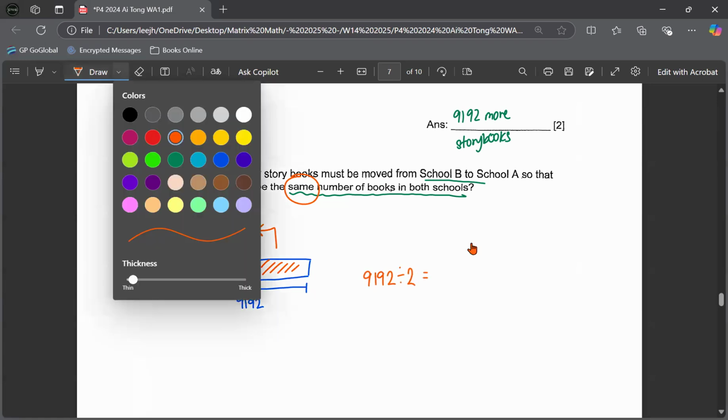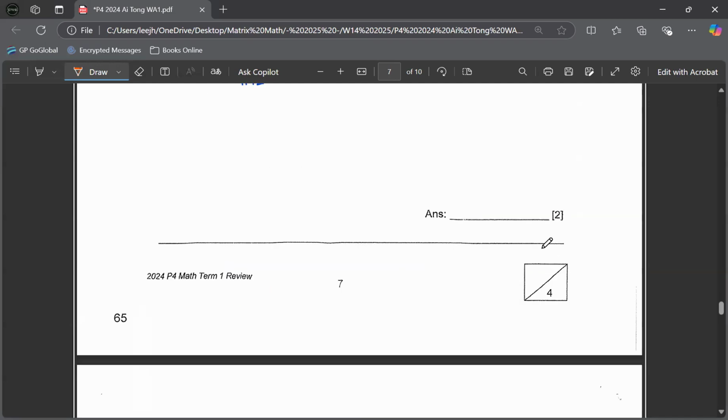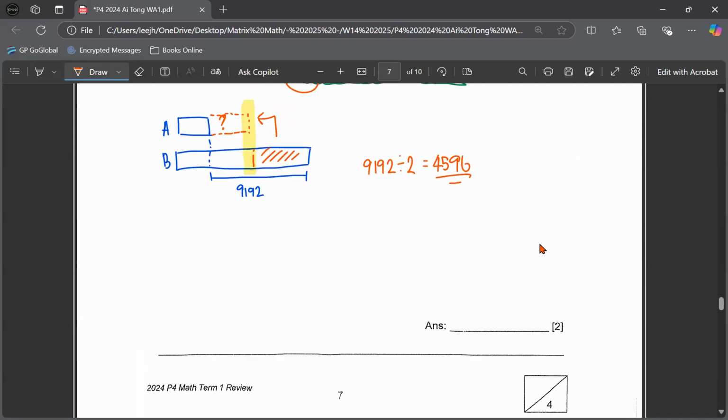Because if you can see, I use a highlighter, that after sharing, both have the same. Can you see? Until here, until here, right? So 9192 divided by 2, when you work out your answer, you will get 4596. This is your answer. So how many books must be moved from B to A? Sorry. Your answer is 4596 storybooks. I always write down my units, okay?